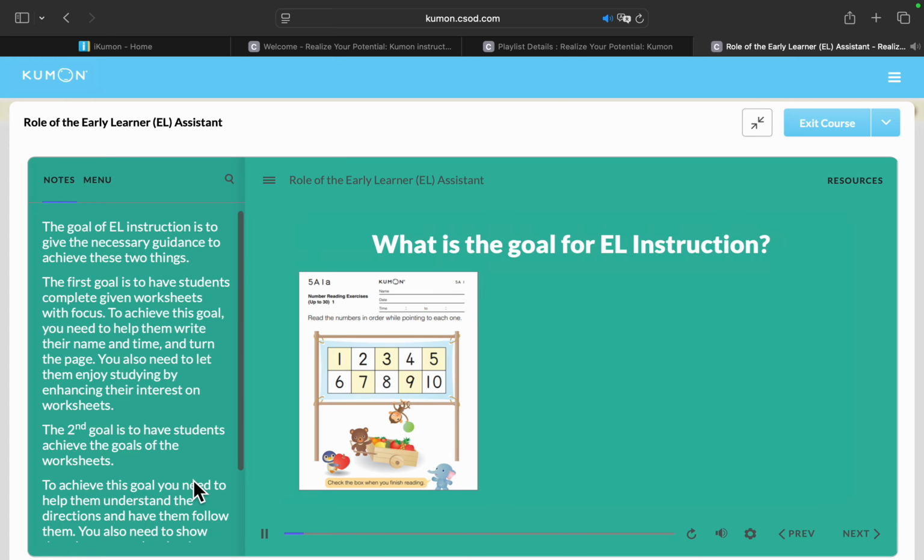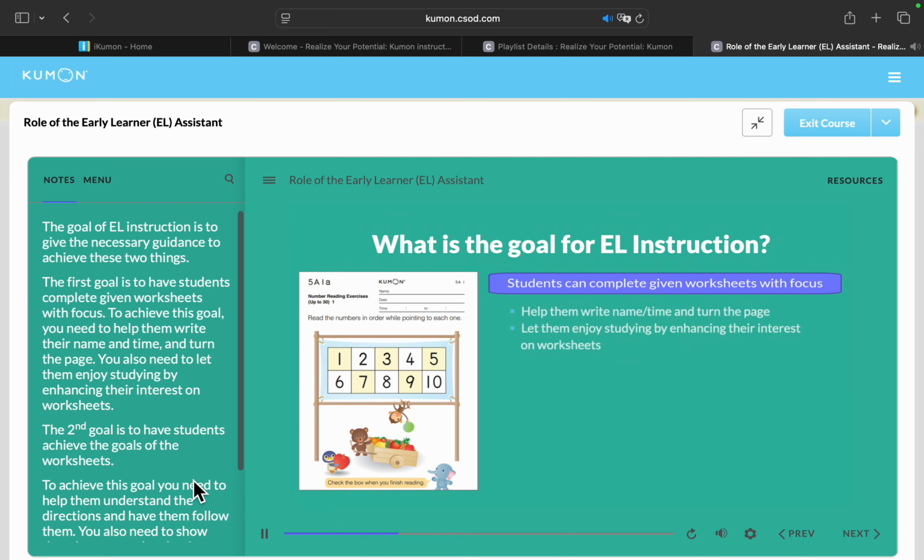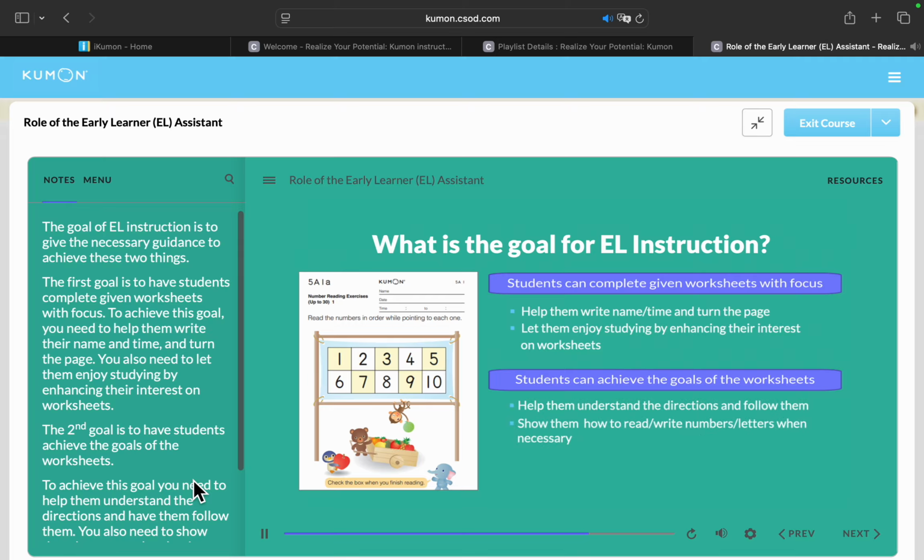The goal of EL instruction is to give the necessary guidance to achieve these two things. The first goal is to have students complete given worksheets with focus. To achieve this goal, you need to have them write their name and time and turn the page. You also need to let them enjoy studying by enhancing their interest on worksheets. The second goal is to have students achieve the goals of the worksheets. To achieve this goal, you will need to help them understand the directions and have them follow them. You also need to show them how to read and write when necessary.